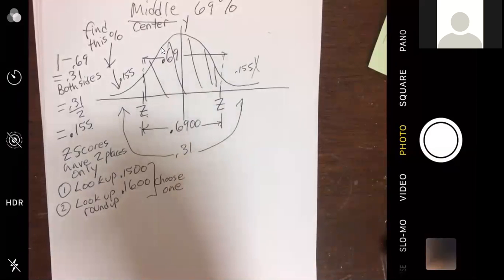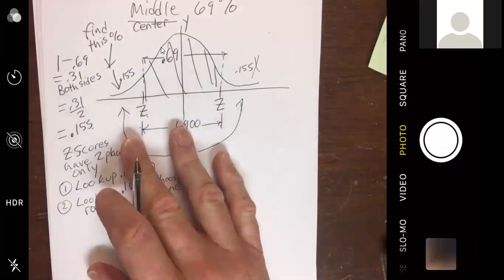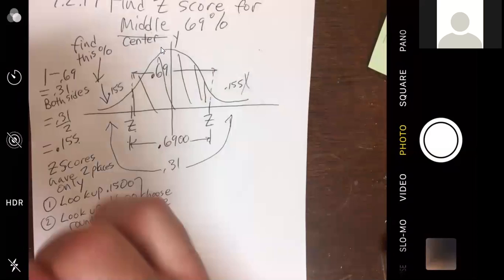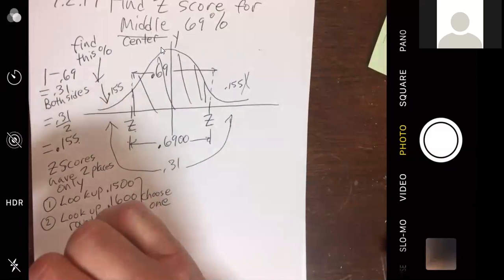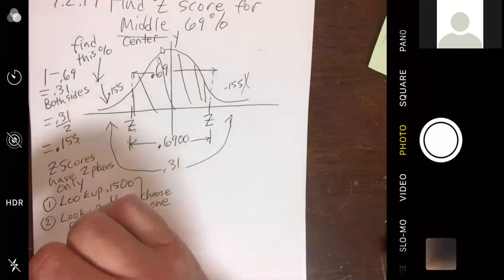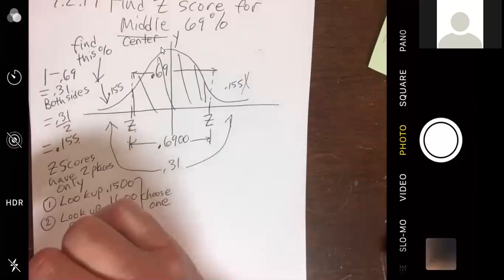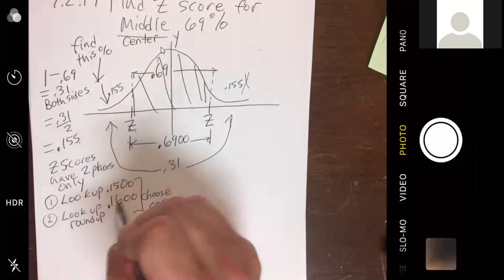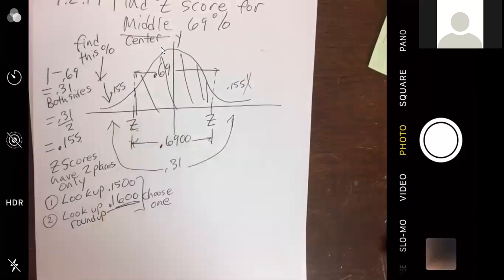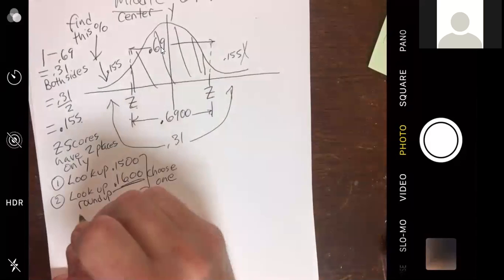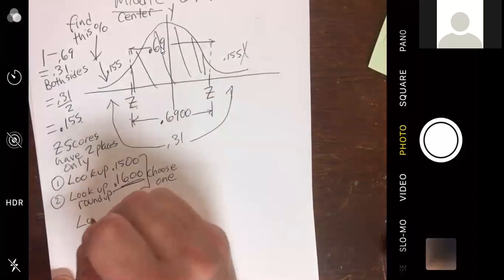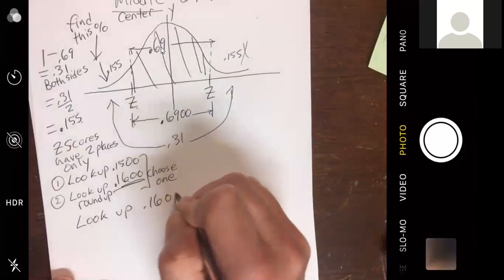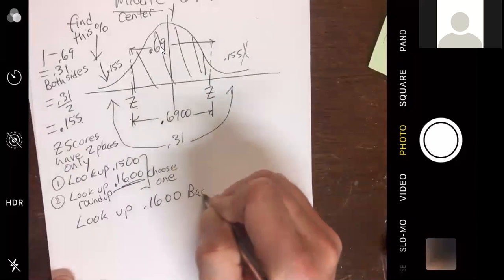The question says you should round up to 2 decimal places. Okay, we're not ready to do that yet. I think the one with the round up. Okay, you want the second one. Got it. Yes, please. So we're going to look up 0.1600 backwards.